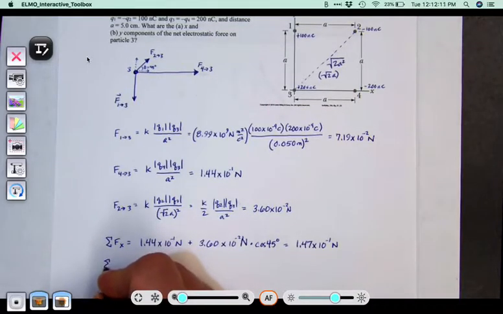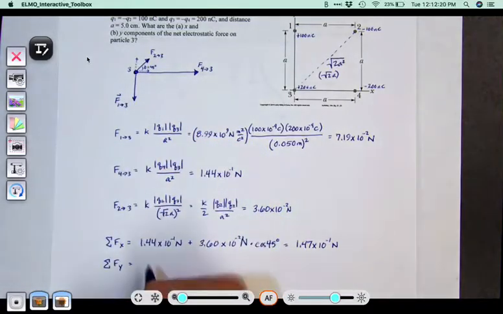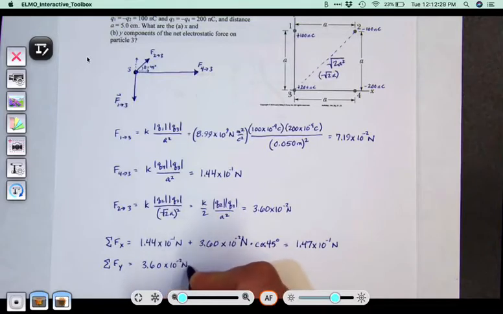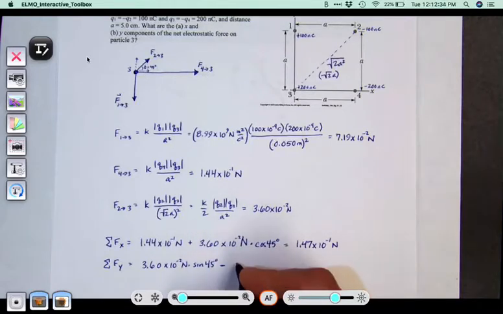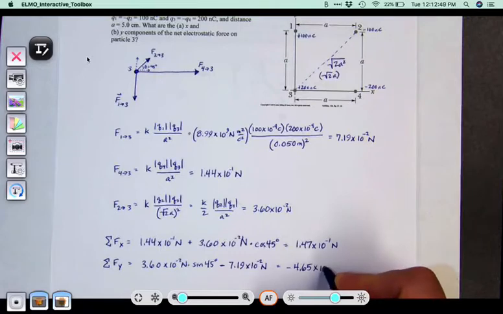The similar sum is done in the y, but now the vertical component of the force 2 puts on 3 is up, the force 1 puts on 3 is down. They're in opposite directions. So I'm going to put that vertical component first, 3.6 times 10 to the negative 2 newtons times the sine of 45 degrees minus, since the other one is in the downward direction, 7.19 times 10 to the negative 2 newtons. And if I do the math on that, it comes out to about just over minus 4.5 times 10 to the minus 2 newtons.